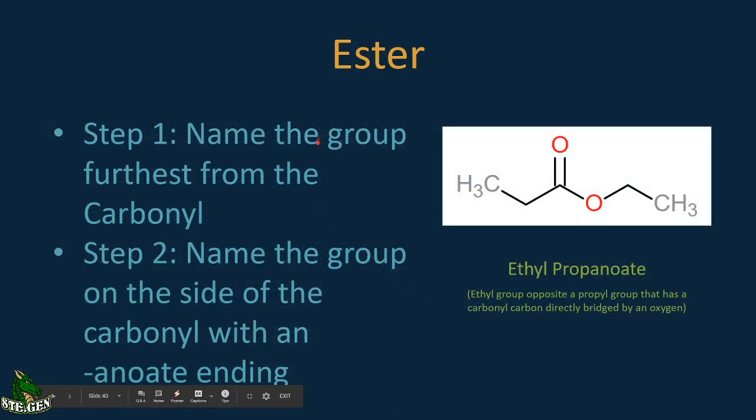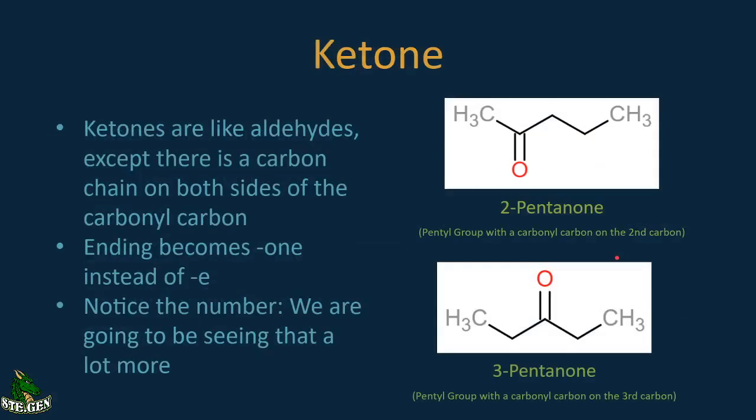So the way that you would name these, we're really not going to get into them in this class, but just so you've seen it, you name the group furthest from the carbonyl. So in this example here, the carbonyl is here, so the group furthest from it is this one. That's ethyl, because there are 2 carbons. Then you name the group on the side of the carbonyl with an -oate ending. So this is 1, 2, 3, propyl. So instead of propane, this would be propanoate. Ethyl group opposite a propyl group that has a carbonyl carbon directly bridged by an oxygen.